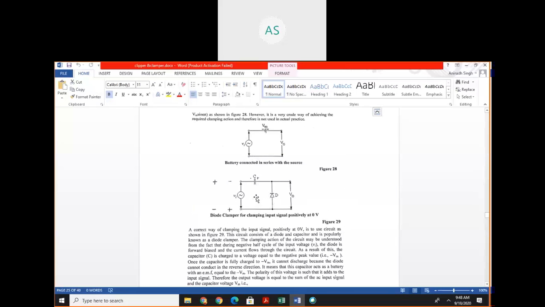Experiment: plot and verify the output waveform for different clipper and clamper circuits. Apparatus required: clipper and clamper trainer kit, connecting leads, CRO. Then write the theory. Graphs are nothing but simply waveforms. Then result and precautions.